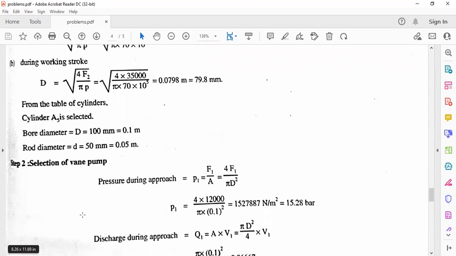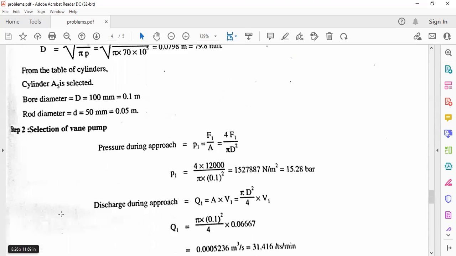Selection of vane pump. Pressure during approach, P1 equal to F1 upon A, equal to 4 F1 upon pi d square. P1 equal to 4 into 12,000 upon pi into 0.1 square, equal to 1527887 Newton per meter square, equal to 15.28 bar.